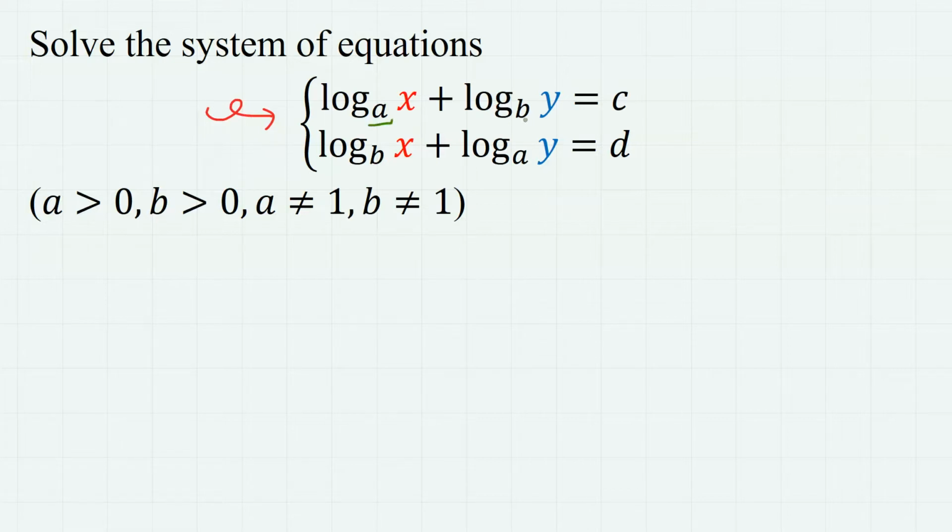And of course, since a and b are the bases of the logarithm, they must satisfy the conditions for the base of the logarithm. So they must be positive and they cannot have values of 1. Alright, let's solve this problem.